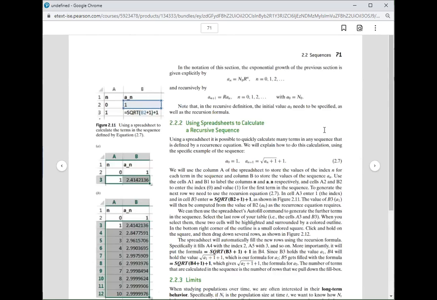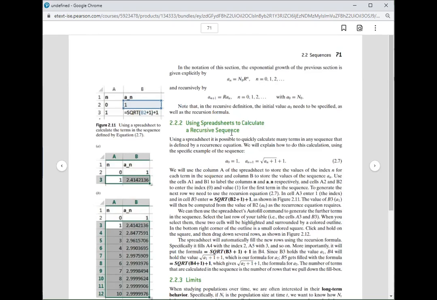The next one is... Okay, so you can see here in the notation in this section, the exponential growth of the previous section is given by this. And okay, so for this one, I think you need to create a spreadsheet to work on this kind of problem.